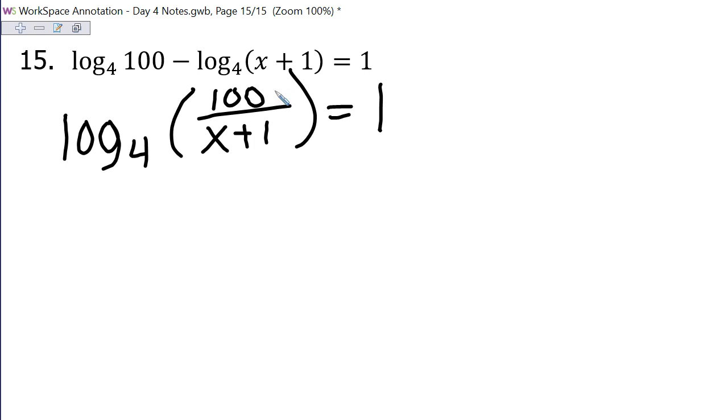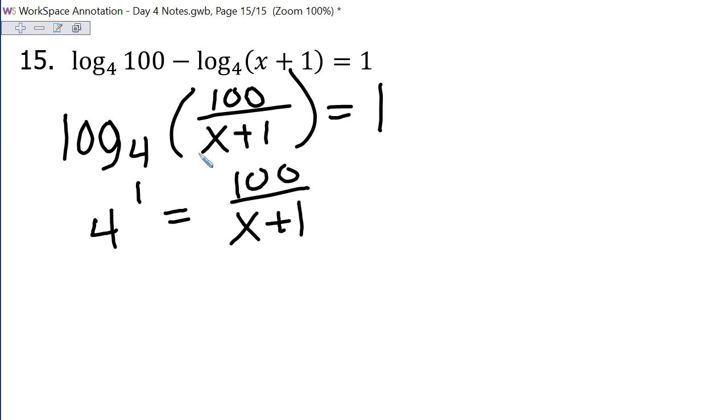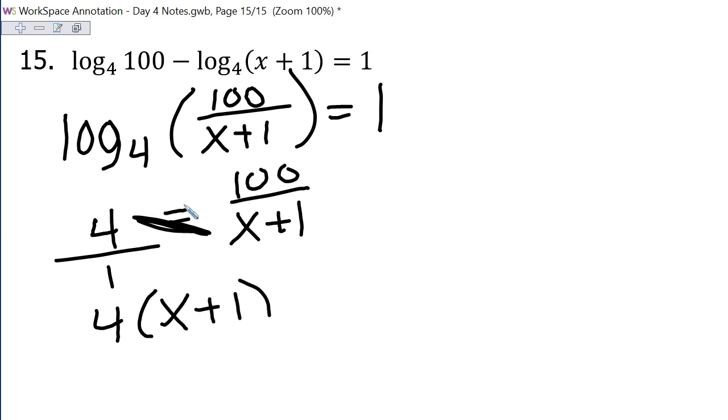Convert to exponential form. So what's the base? 4. What's the exponent? 1. And this equals 100 over x plus 1. What's 4 to the first power? 4. So I'm just going to erase that 1. And how can I easily solve this one? Put it over 1, make it into a proportion. Cross multiply. The 4 has to be multiplied by x plus 1. For the other diagonal, what's 1 times 100? 100. What's next?